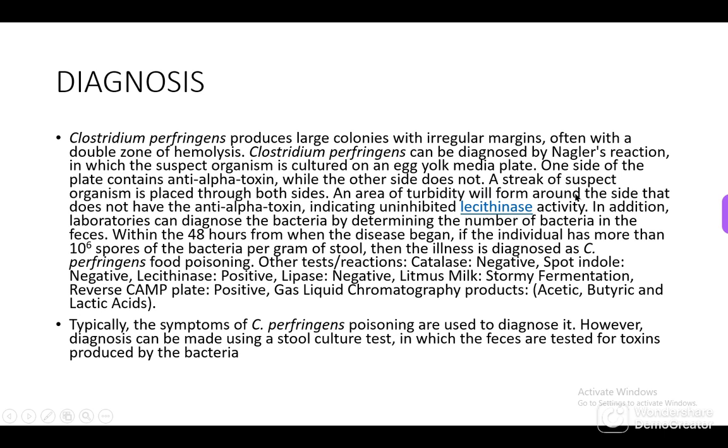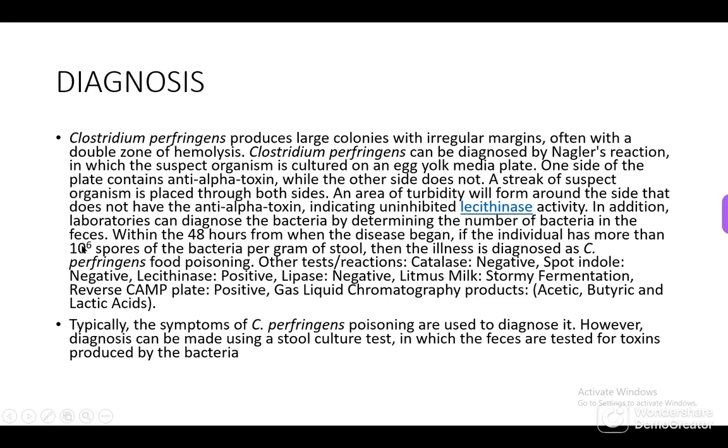A streak of the suspect organism is placed. I have already told you about the alpha toxin, indicating the uninhibited lecithinase activity, which is penetrating activity, is high, and that is why gas is formed. If the individual has more than 10^6 spores of the bacteria per gram of stool, then the illness is diagnosed as Clostridium perfringens food poisoning.